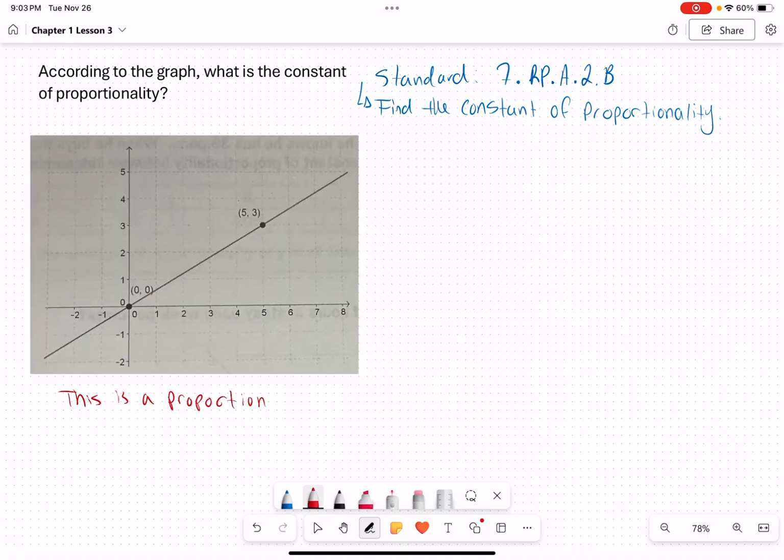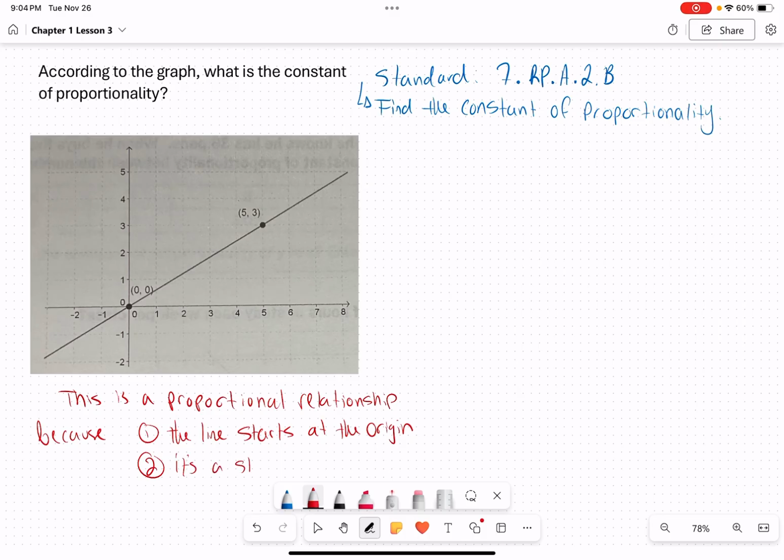proportional relationship because, one, the line starts at the origin, and two, it's a straight line. So those two conditions are met, therefore it is a proportional relationship when it starts at the origin and it's a straight line. All right.